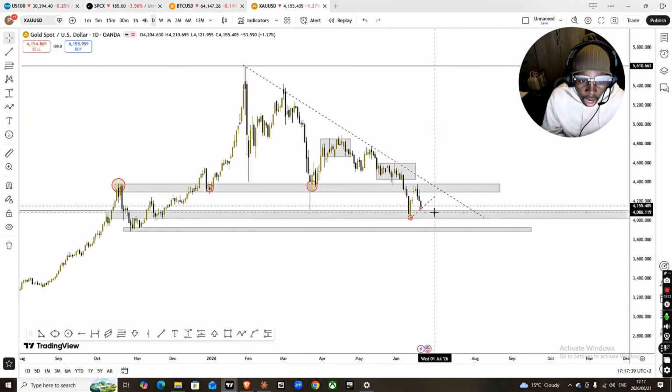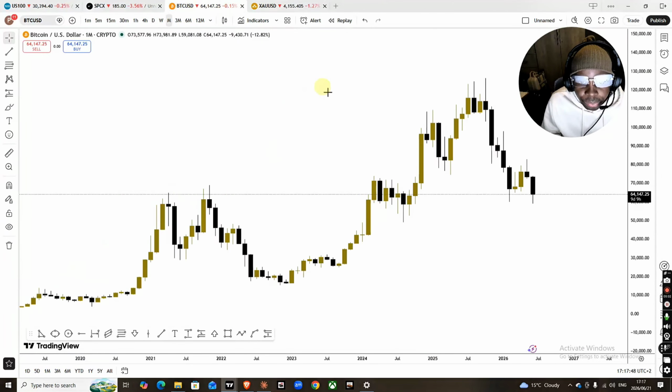I'm not going to the 4 hour. Why? Because here on gold I'm looking at long-term trades. We'll navigate towards the 4 hour when the bull run begins. Now let's go to the next asset, Bitcoin.